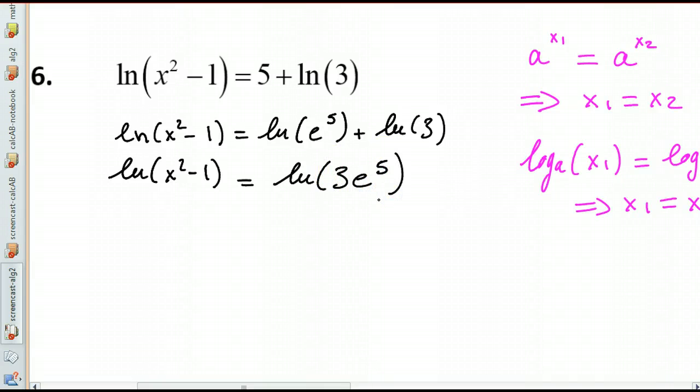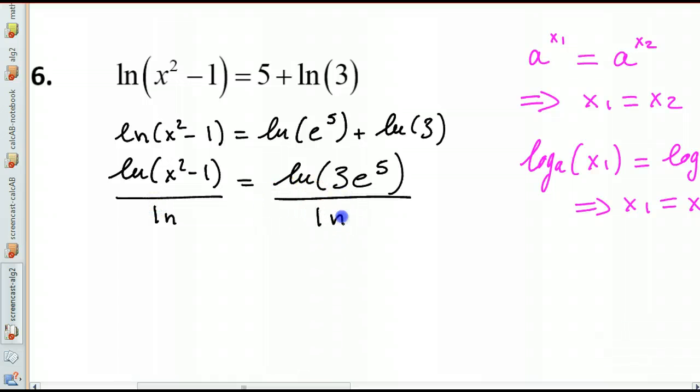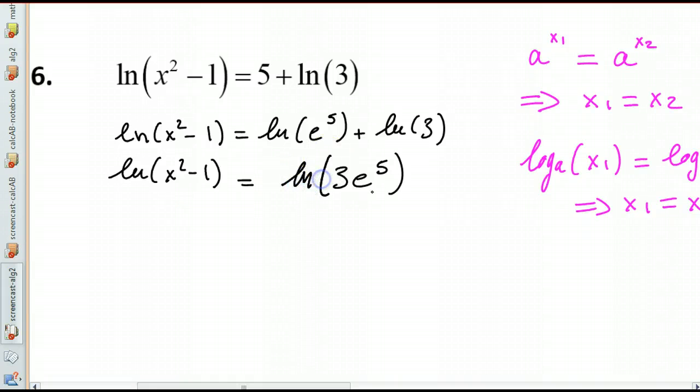And now, what I just said before is you can just drop the log. Now, please, don't think you're dividing by log. That would make no sense at all. Log is a function. You're not dividing by a function. No, you're just dropping the log because the log is a one-to-one function. So that means that x squared minus 1 equals 3e^5.